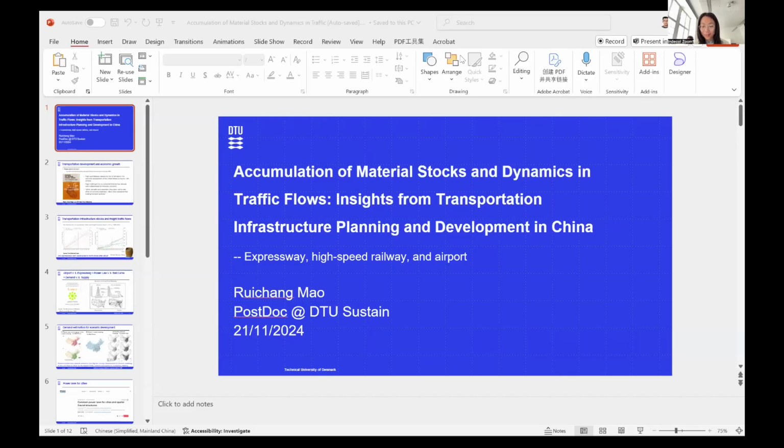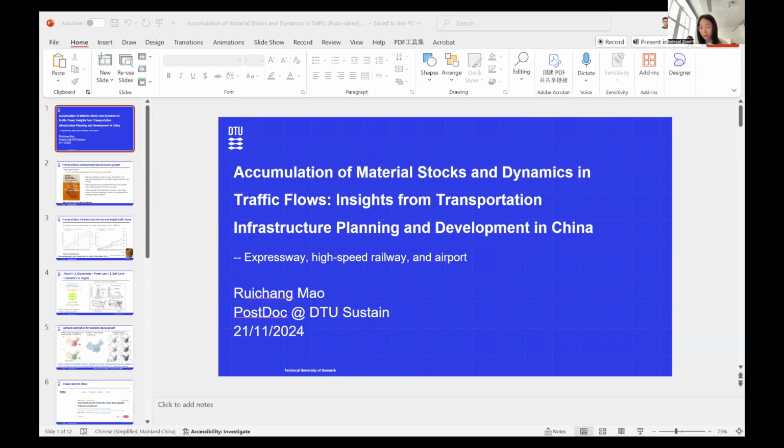I can stop sharing. Okay, yeah. Thank you, Rachel, for your insightful presentation, giving us an overview of the infrastructure, material stocks, and the dynamics in traffic flows. Thank you. Now, let's welcome the second speaker, Dr. Tao Wang from Peking University, and Professor Xin Tong.